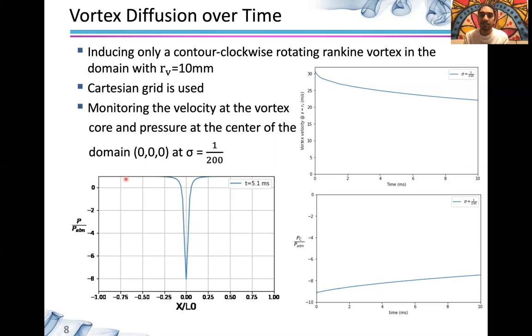Finally, since this is the 3D domain, we also have plotted the pressure at the x-axis, and we observe that everywhere on the sides, the pressure remains constant, whereas in the core of the vortex, or the center of the vortex, the pressure slightly increases, as can be seen on this plot as well.